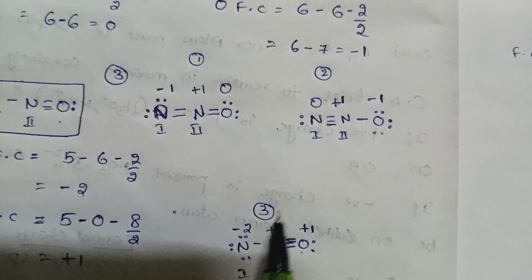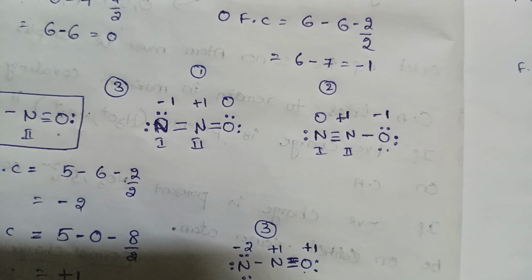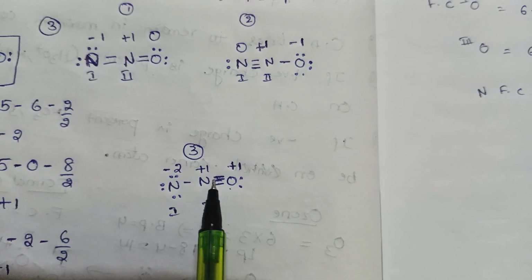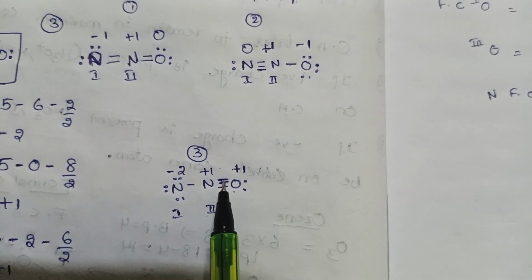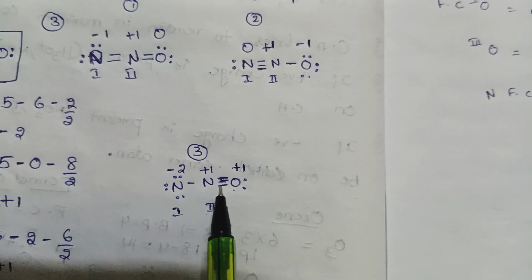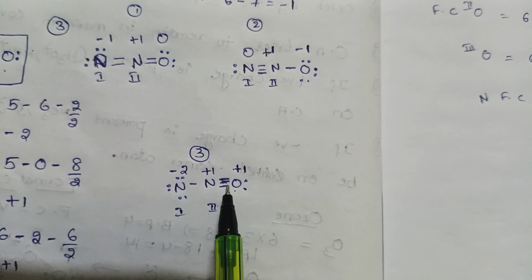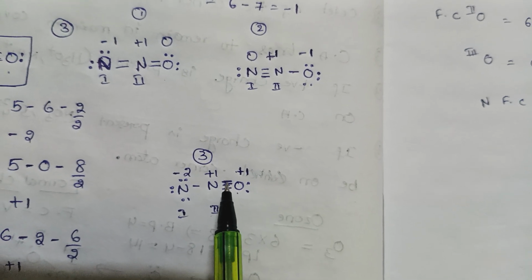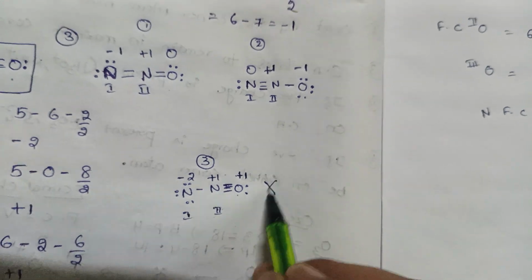Now if you observe and compare all three structures, this is one of the possible structures for N2O. Here we got a triple bond, but the maximum covalency for oxygen is 2. Here a triple bond is formed. Now this is wrong.